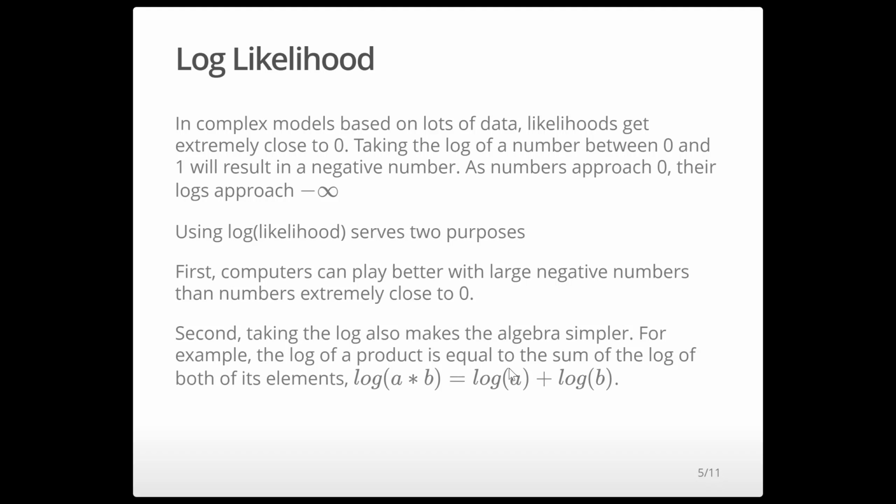For example, taking the log of a product is equal to the sum of the logs of its elements. This is the sum rule in dealing with logarithms. And this comes up a lot where you're multiplying lots of small probabilities. Instead of doing that, now we can add the logs of these probabilities together. And so instead of multiplying really, really small decimals, we're adding together very large negative numbers, which just works out way better for our computers.